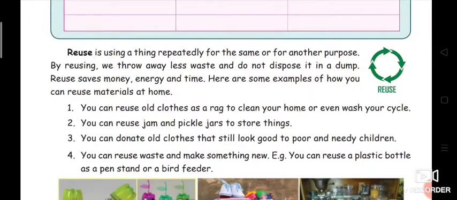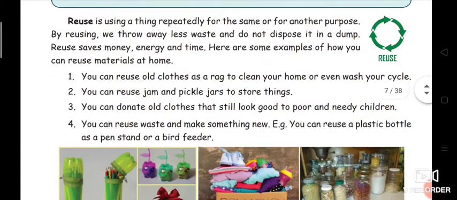Okay, so reuse saves money, energy and time. While we follow this reuse, we can save our money, we can save our energy and we can save our time. So here are some examples of how you can reuse materials at home. So here also 4 points.